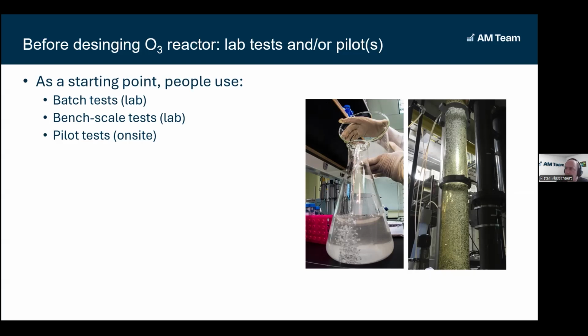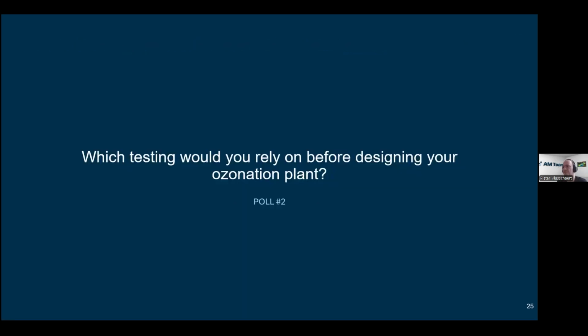So different strategies can be followed. Maybe let's first ask the audience which testing you would rely on before designing your ozonation plants. Would you say no additional testing? Lab testing? Pilot testing, or other? It's quite divided, but I think the majority goes for pilots.